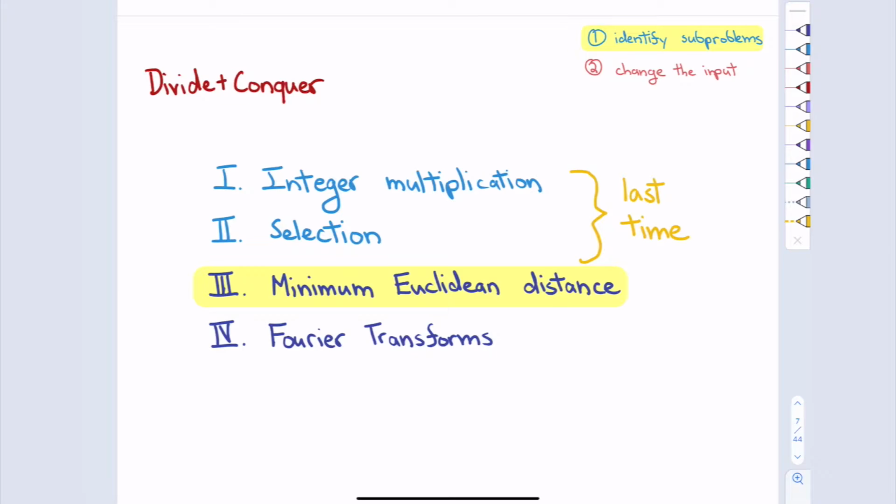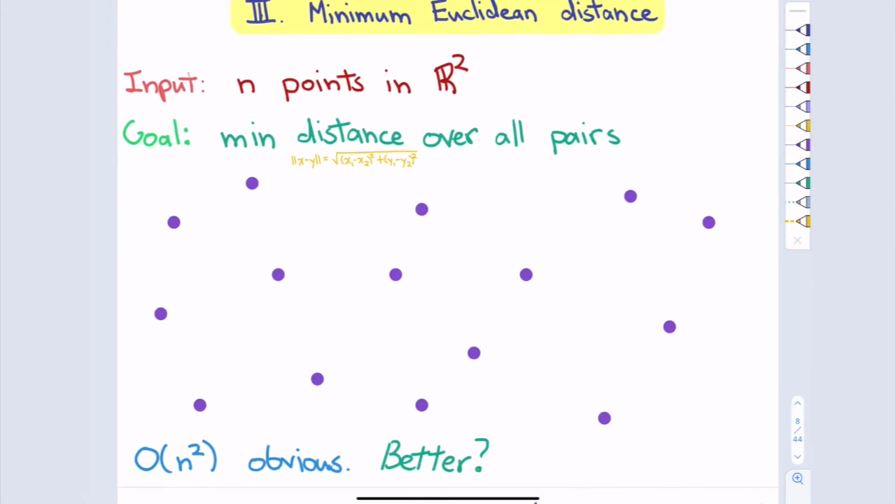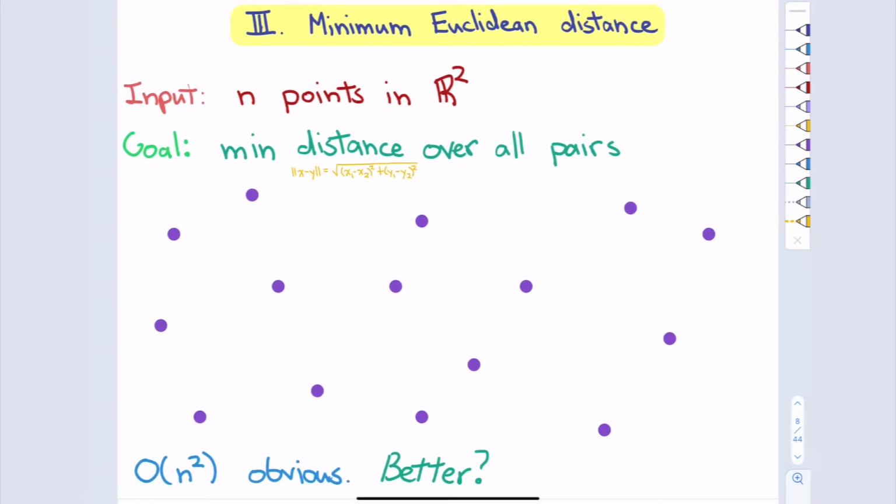Okay. All right, so let's look at the distance problem. Your input consists of points in the plane, so just xy coordinates. You have n points, each consisting of 2 real values. And the goal is to figure out the minimum distance over all pairs of points in the plane.